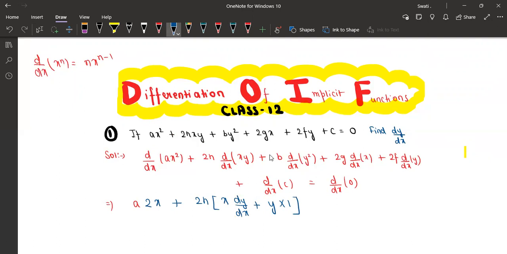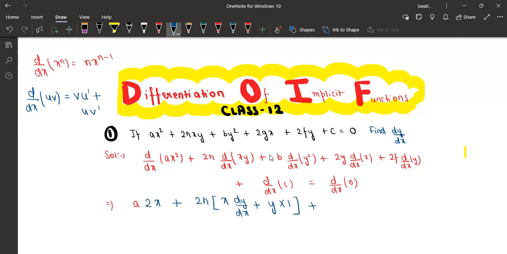Now, which rule have I used here? I have used the product rule, and it says that if we have the derivative of u into v, we have to keep one function constant and do the derivative of the other function, which I'm denoting as u dash, plus keeping the other function constant and doing the derivative of the other one. So this is the formula. This is called the product rule. And I have used the same rule over here.